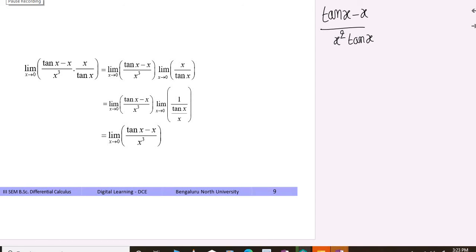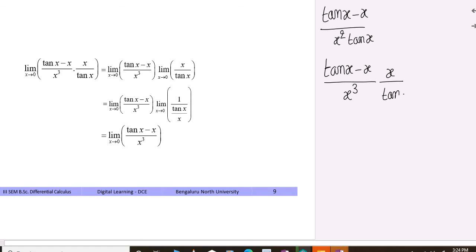Now I am going to change the form of the function like this. Tan x by tan x minus x as it is. Instead of writing x square, I am writing x cube. Here I am writing x. That means 1 x cancels. Then we are going to get x square only. Tan x as it is. Here the form of the function is changed.